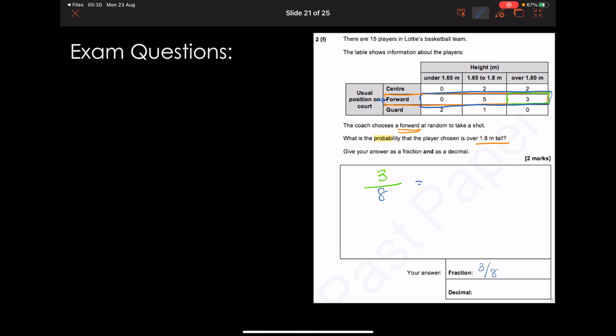That's fine. As a decimal, we can just do 3 divided by 8, and it gives us 0.375. And that will be your decimal in there as well. And that's it. So not too bad. Alright, last one then.